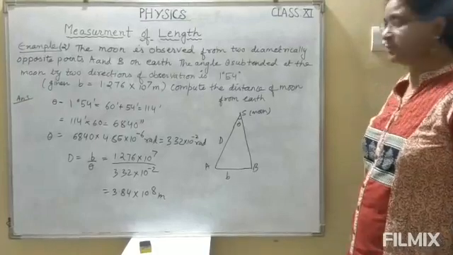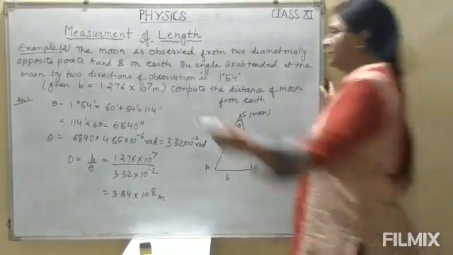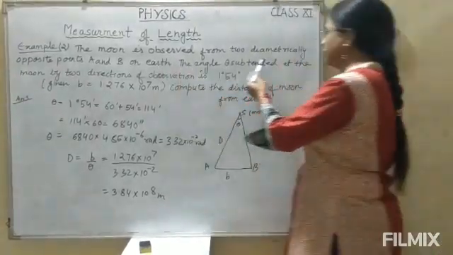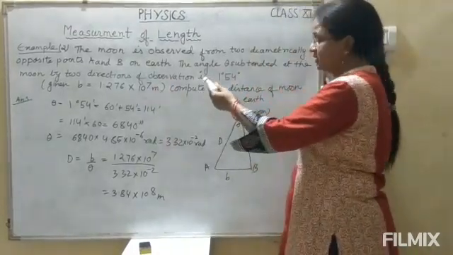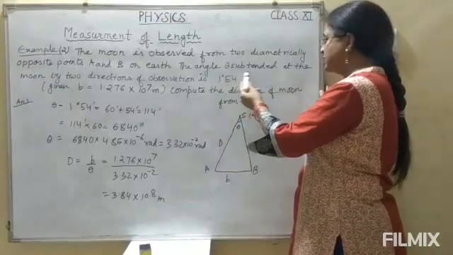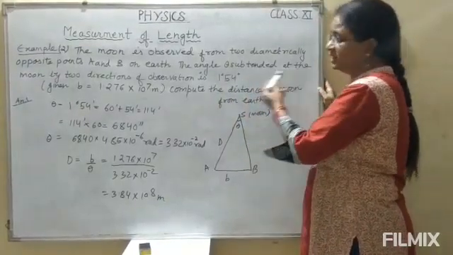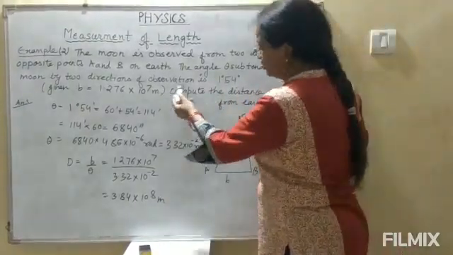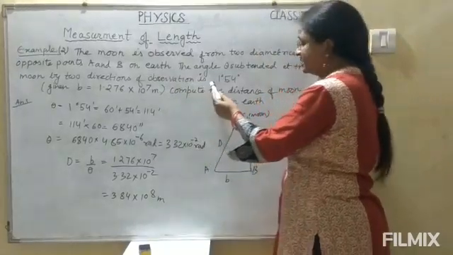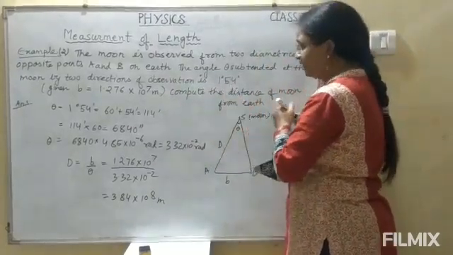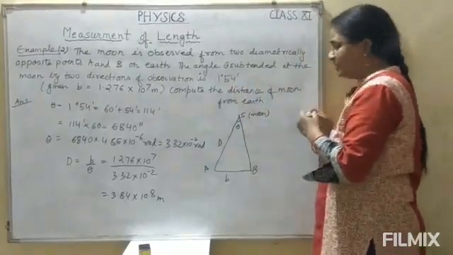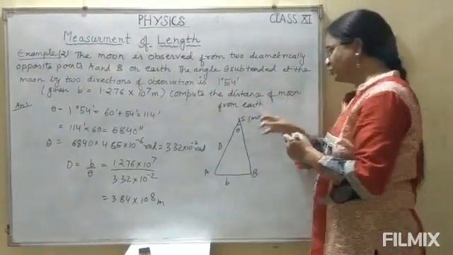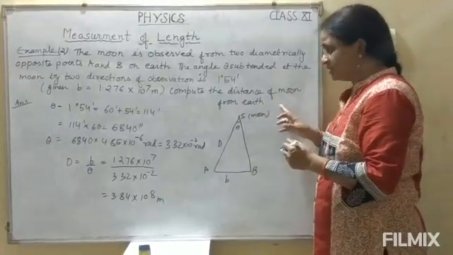Now see example 2. The moon is observed from two diametrically opposite points A and B on Earth. The angle theta subtended at the moon by the two directions of observation is 1 degree 54 minutes. Compute the distance of the moon from the Earth.